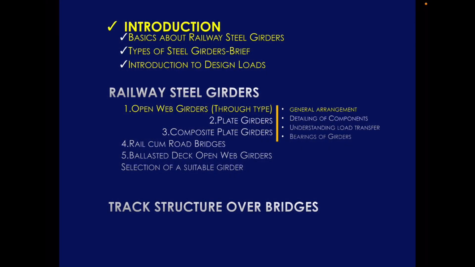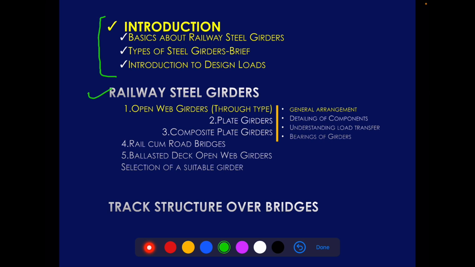Yeah, so welcome again. So far we have finished the introductory part and now we will start this railway steel girders. To start with, we will first cover open web girders through type, and to cover this, we will cover all these four aspects of general arrangement, detailing of components, understanding load transfer, and bearings of girders. So let's start with the general arrangement.